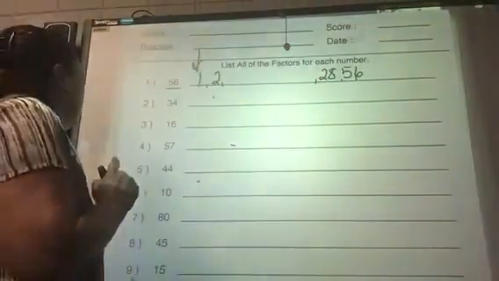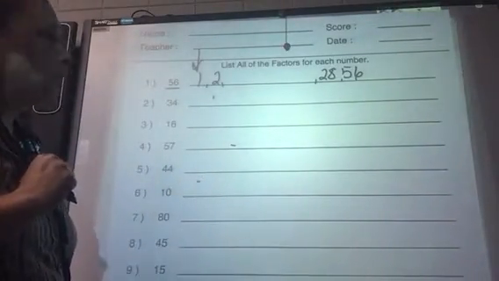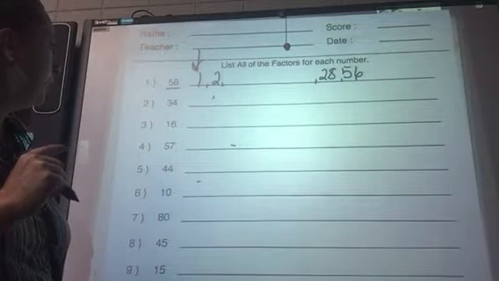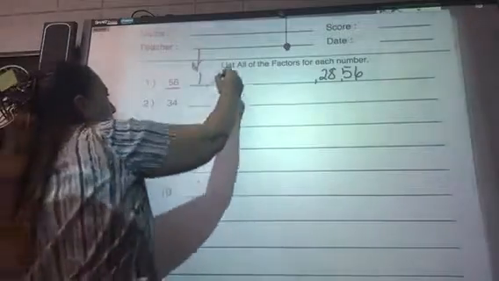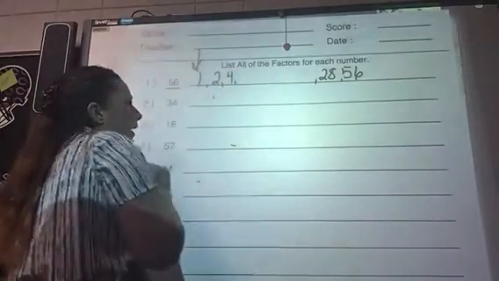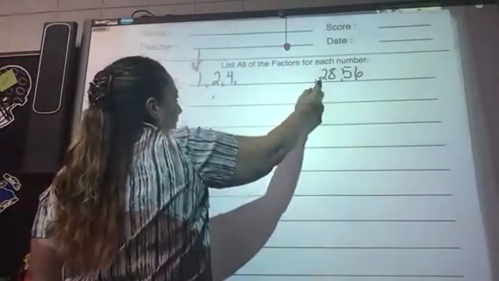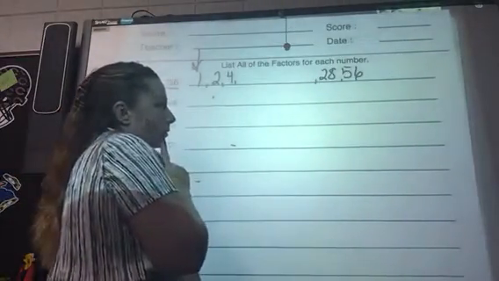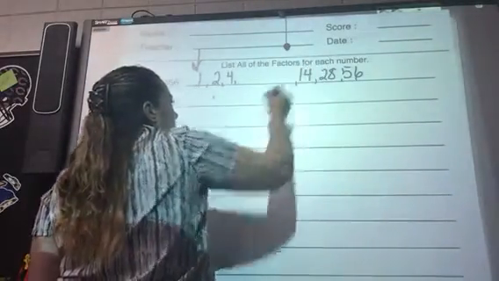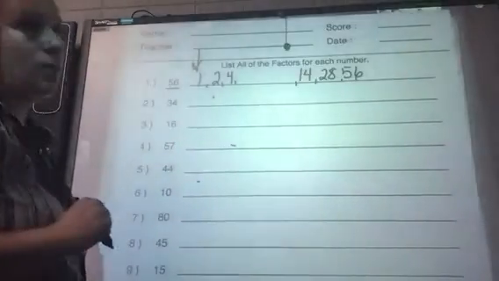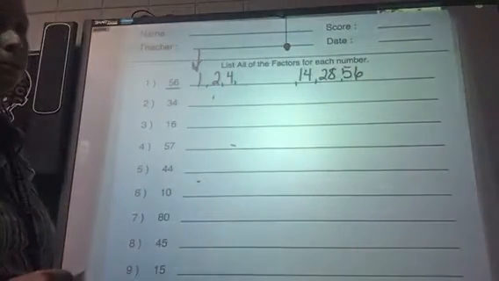All right, 3. 3 cannot, because if 3 went into 5, it'd go in once, and you'd have 2 left over, and then you'd have 26, and 3 won't go into 26. 4 though will. 4 and, let's see, 2 is half of 4, so what would be half of 28? How about 14? Okay? 5 will not. This has to end in a 0 or a 5 to be divisible by 5.